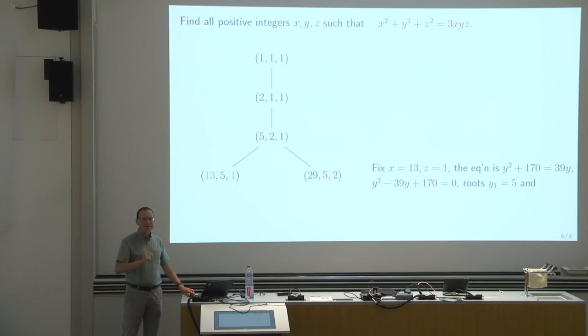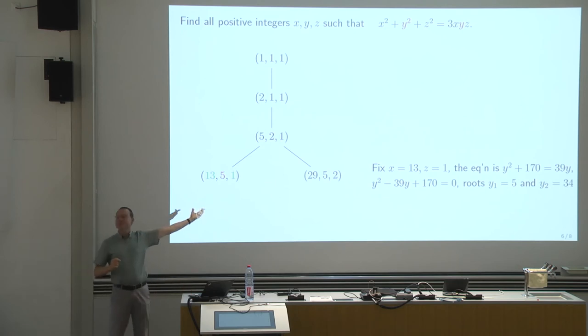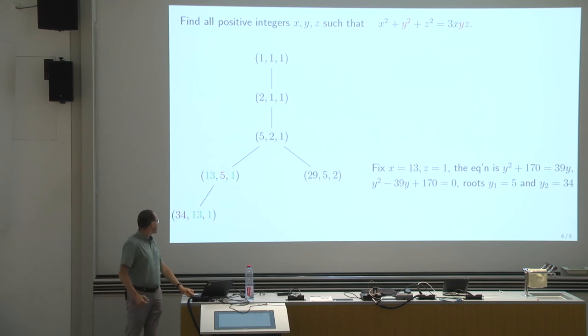Yes? 34, because they add up to 39. Vieta's formulas. Absolutely. So you get this solution, 34, 13, 1. Again, by taking 13 and 1, you get an equation for y, which has a discriminant that is a perfect square. If you just try random values for x and z and get an equation for y, the discriminant is unlikely to be a perfect square.